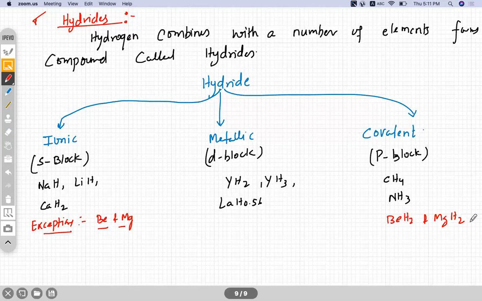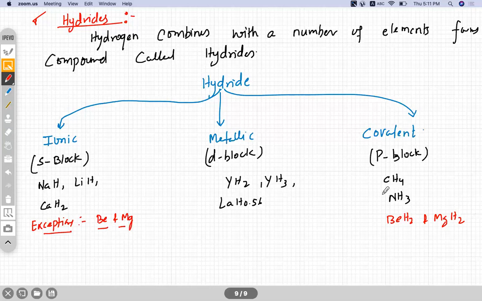And lanthanum is there, no? Group 3, you see scandium, then yttrium, and then lanthanum. Madhav, group 3 elements, if you see, on the top we have scandium, then yttrium, and then lanthanum. Correct? So this is the exception. We have BeH2 and MgH2.